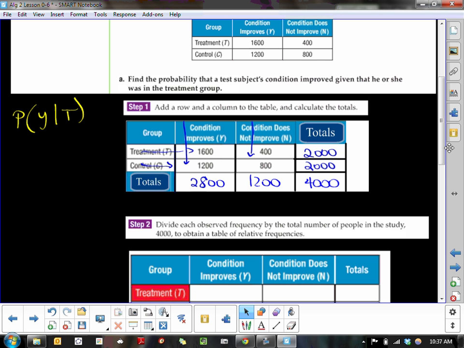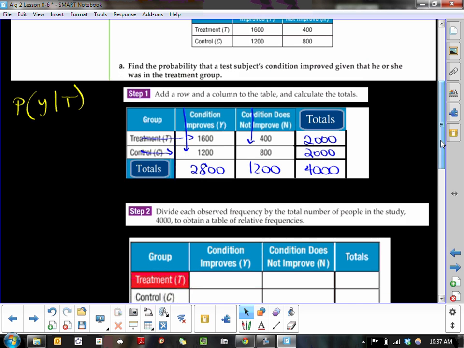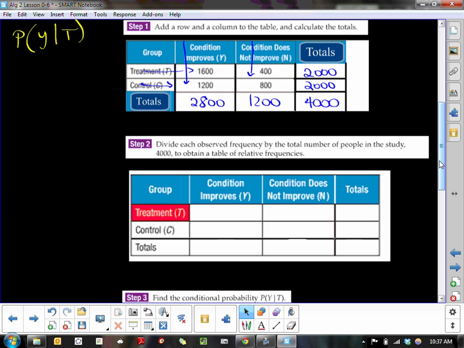So what I did is I created a total. The next thing we're going to do is we're going to divide each of these frequencies by the total number of people in the experiment, so by 4,000. So in step 2, we're going to divide each observed frequency by the total number of people in the study, which was 4,000, to obtain a table of relative frequencies.